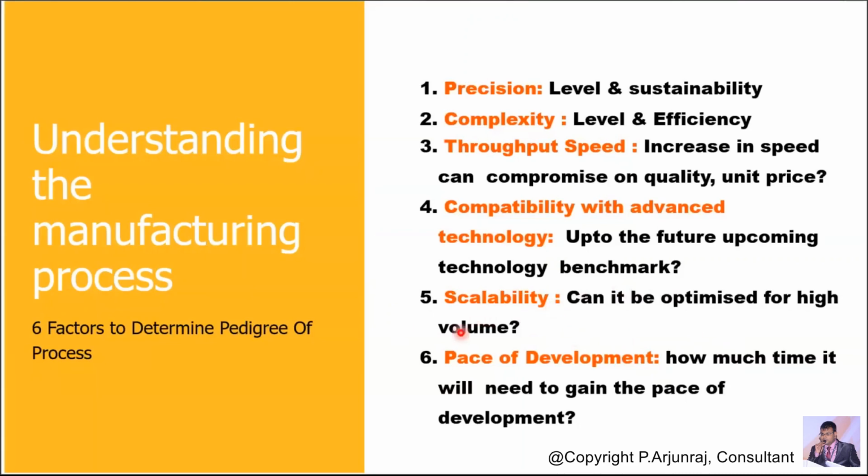So this is where many challenges come. And you should also look for the pace of development. How much time will be needed to gain the pace of development? So these are all the 6 pedigrees of process in order to determine the manufacturing process.